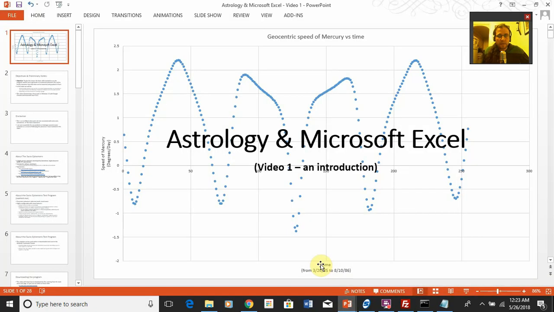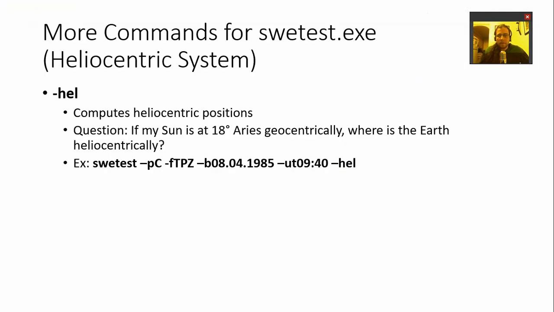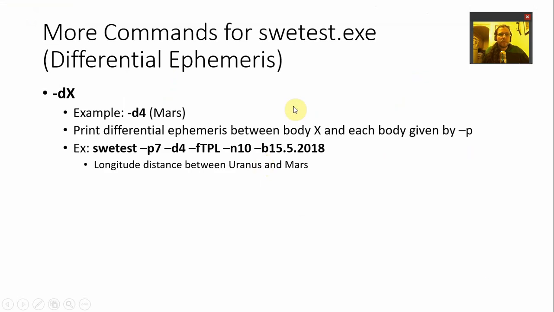So next command to learn is the differential ephemeris. So this is actually kind of cool. This prints the differential ephemeris between body X and each body given by the -P command. So if you want to use a differential ephemeris, you add the command -D, and then you have a number of a planet. So those numbers of the planets, in the planet section, you use those. So for example, 4 is Mars. Like I said, it's in Ptolemaic order. So 0 is the sun, 1 is the moon, 2 Mercury, 3 Venus, 4 Mars.